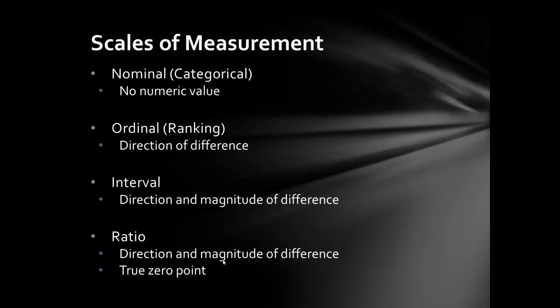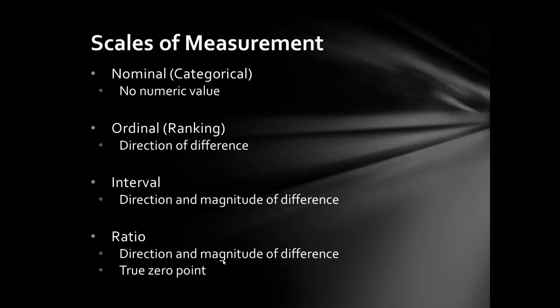Another example would be small, medium, and large, or first place, second place, and third place. If you just know someone finished before someone else in a race, you don't know how much time elapsed between first and second place. So again, you know the direction of the difference, first place finished before second place, but you don't know how much difference is between those two.